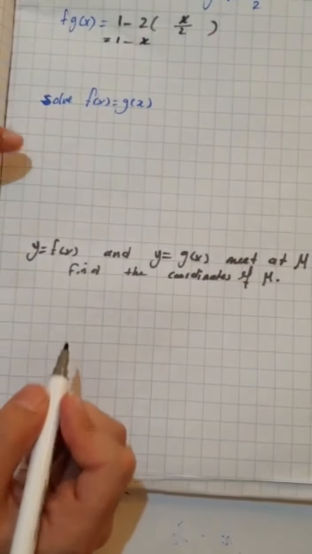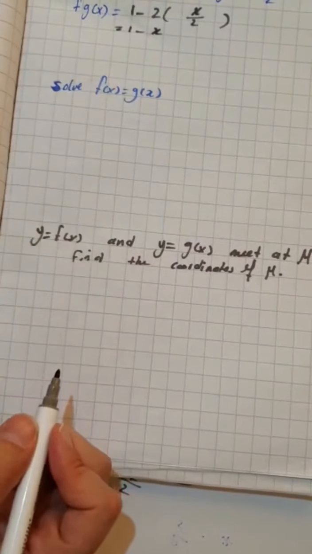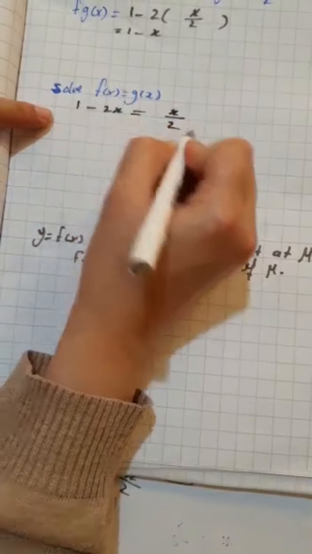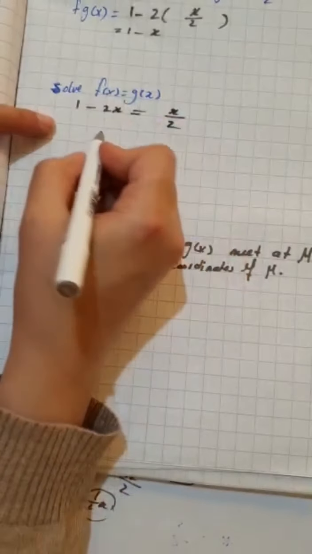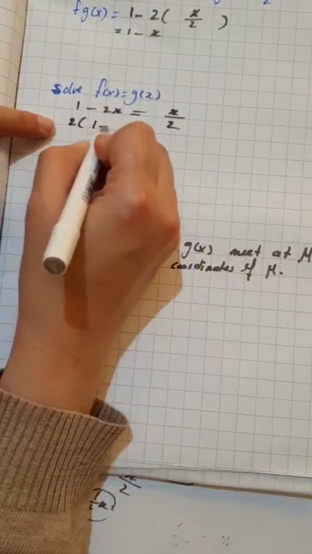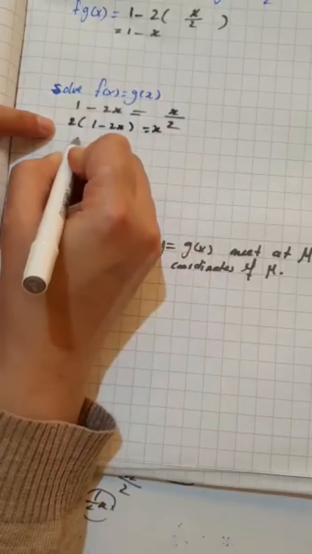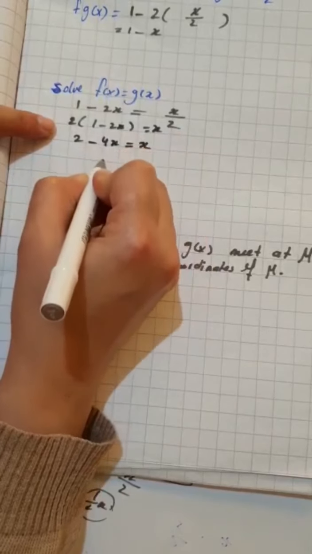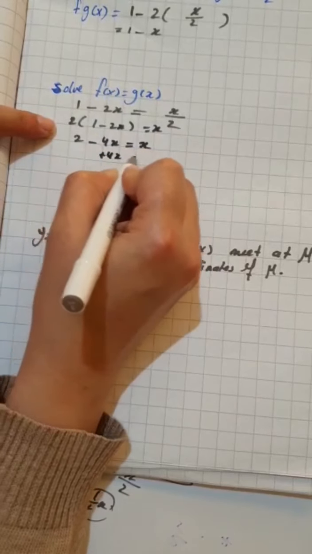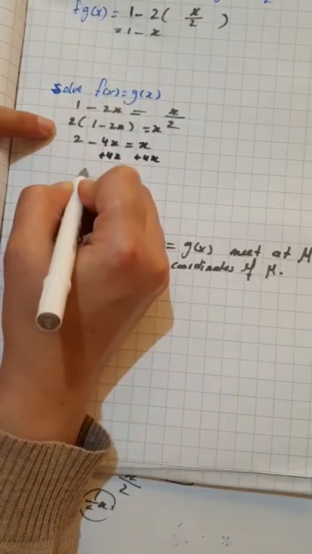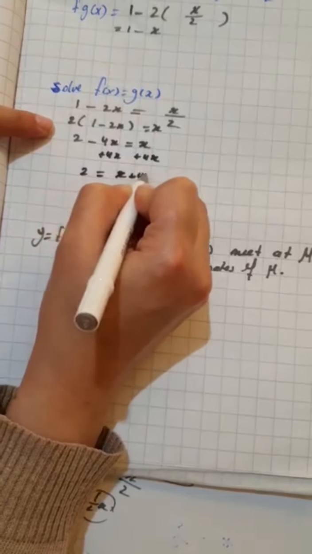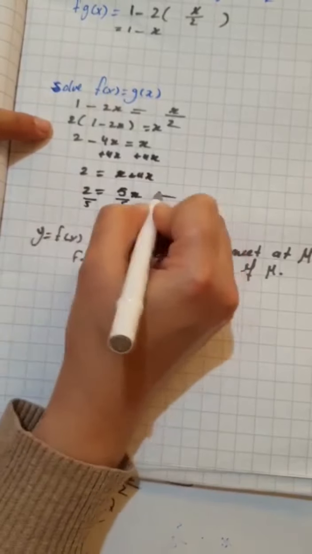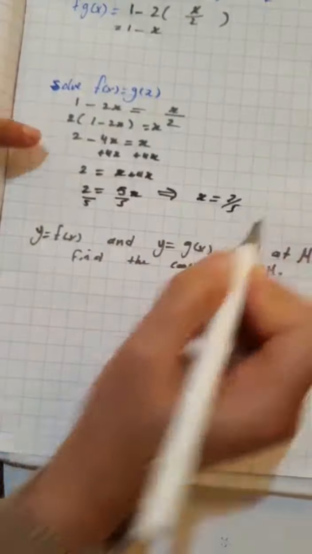Okay? Now, if I want to solve f of x equal to g of x, the meaning of that is I'm going to put 1 minus 2x equal to x over 2. By using the cross multiplication, I'm going to get 2 multiplied by 1 minus 2x equal to x. So in this case, it'll become 2 minus 4x equal to x, taking plus 4x for each side. Just to simplify it from here, I'm going to get 2 equal to x plus 4x. So 2 equal to 5x, and divide each side by 5. I'm going to get x equal to 2 over 5.